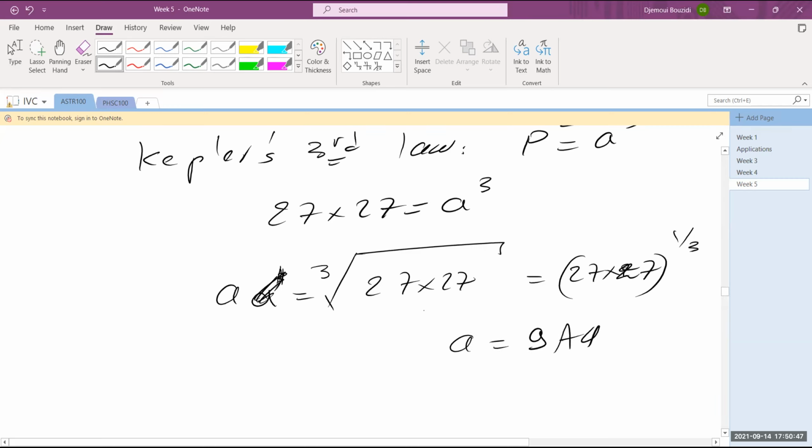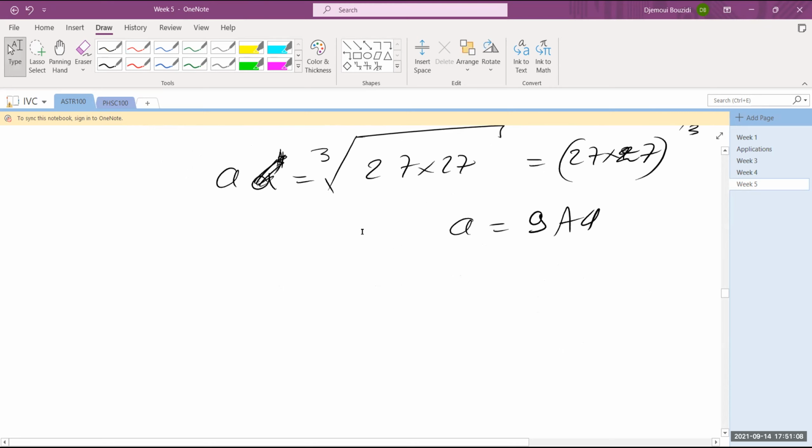And there is a reason why it should be that, okay? 27 is 3 times 3 times 3, and then you're going to multiply it by 3 times 3 times 3. So it's going to be 3 times 3, 3 times 3, and another 3 times 3, which is 9 times 9 times 9, and the cubic root of 9 times 9 times 9 is actually 9. So the correct answer is 9 AU. Please verify this. Don't take my word for it.